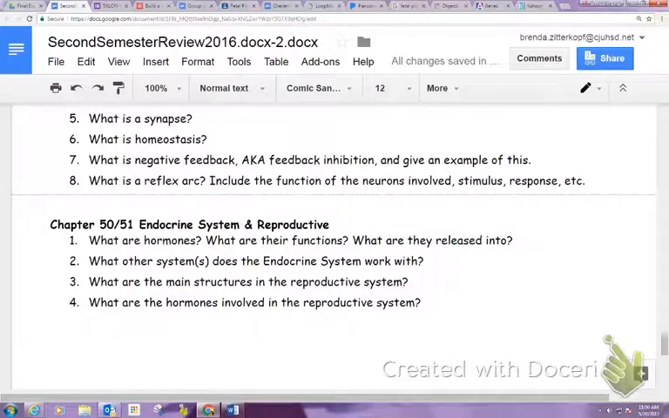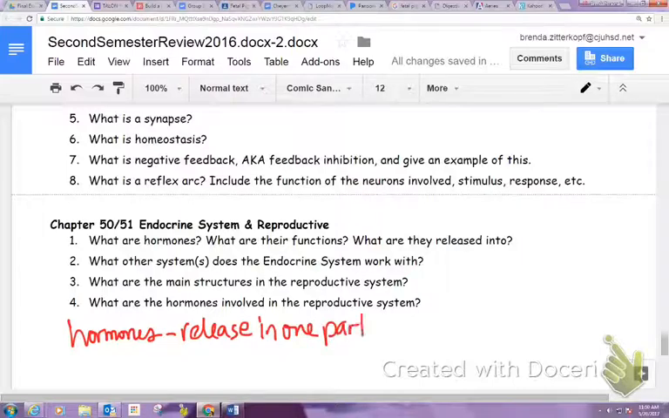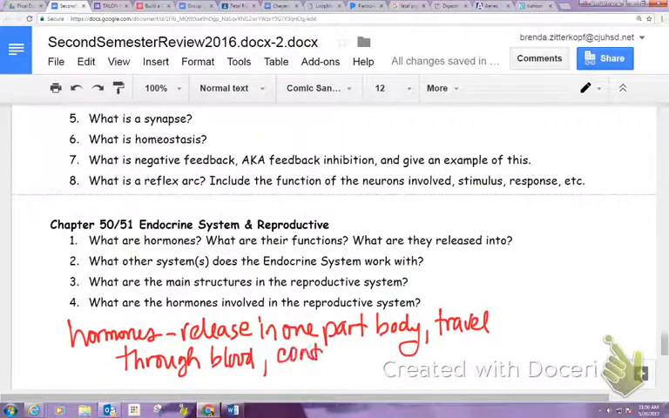Hormones and their functions. Okay, hormones are chemicals that are released in one part of the body, and they travel through the bloodstream, and they control or affect target cells in another place in the body. So they're released into the bloodstream, and their function is to target and cause other structures to respond and perform their function.